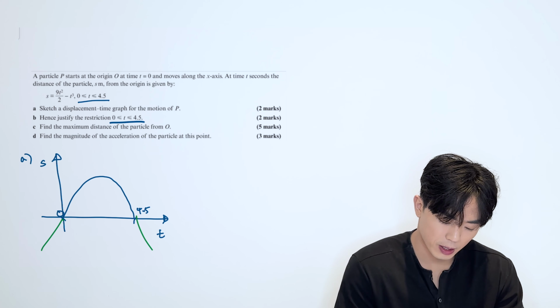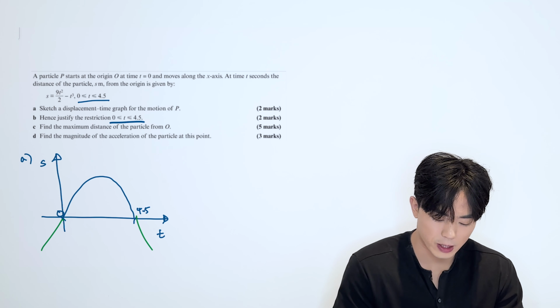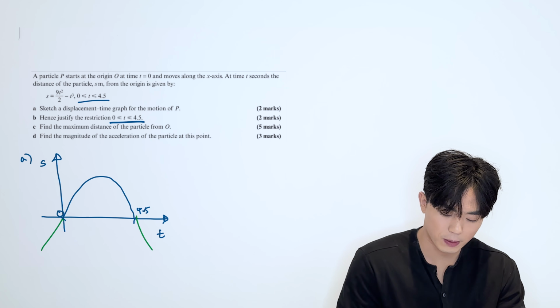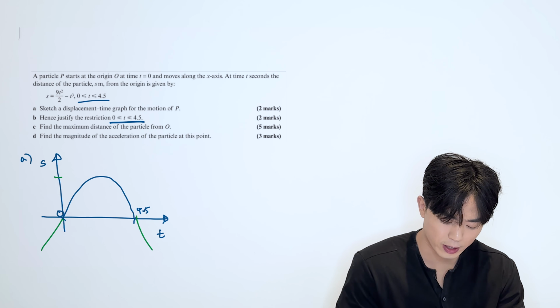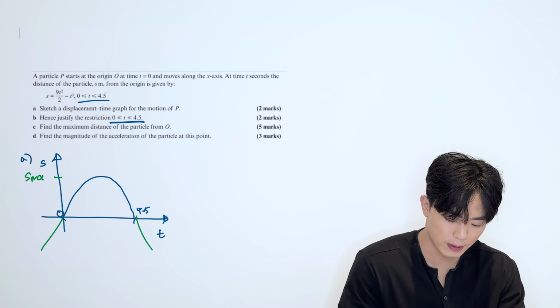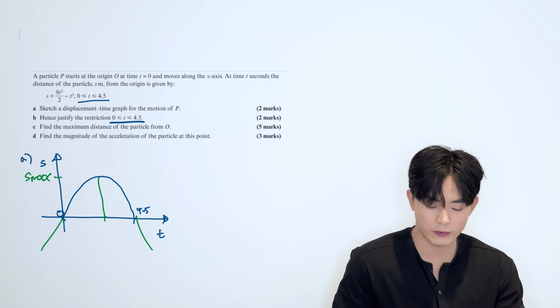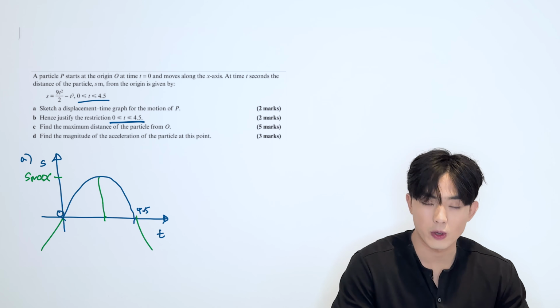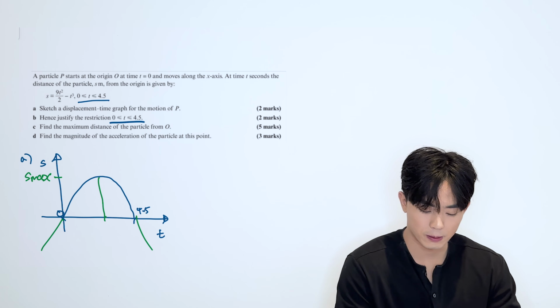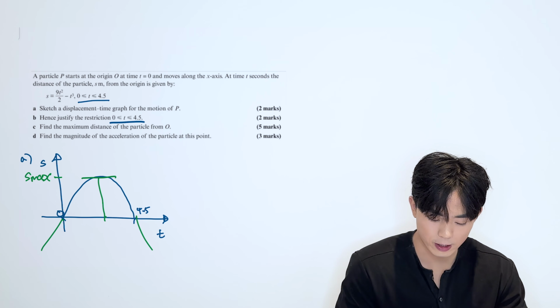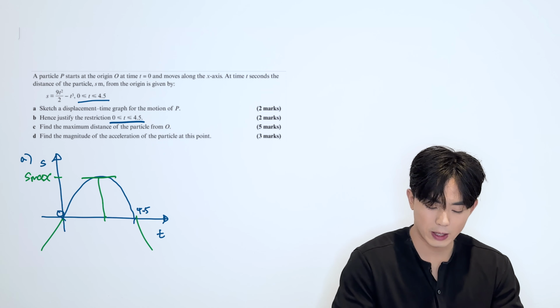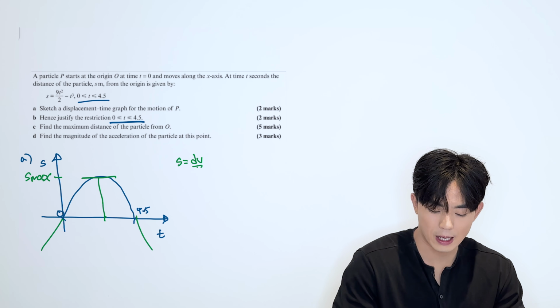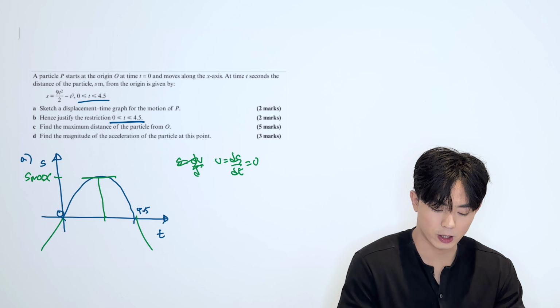Okay. C, hence find the maximum distance of the particle from O. So normally for the max distance, we'd have to find this point here, right? Let's call this s max. So we have to find the time at which is the maximum distance. Well, the maximum distance is when the velocity is going to be 0, right? I.e., you can see here that the gradient is going to be equal to 0. And if we were to differentiate this displacement, we'll get the velocity. So I can just equate that equal to 0.